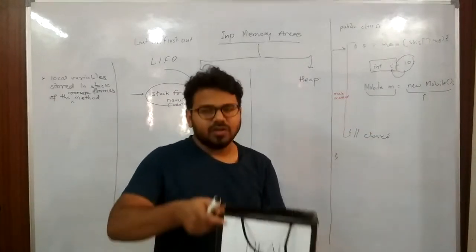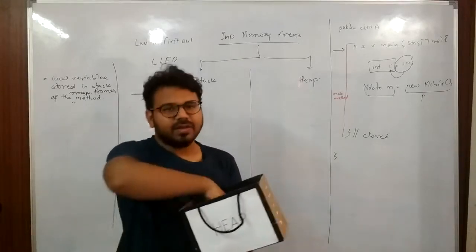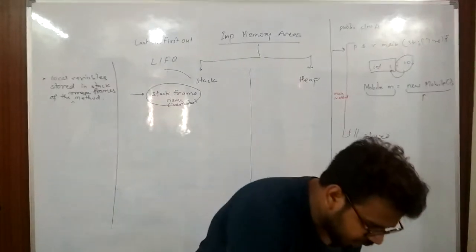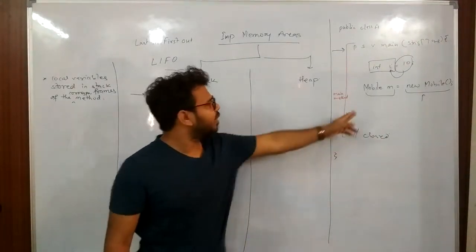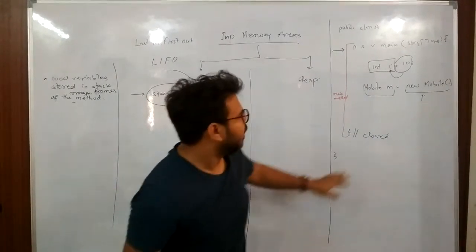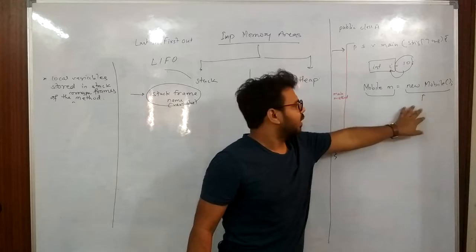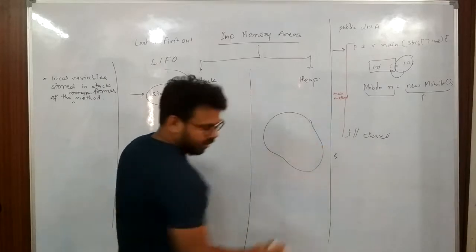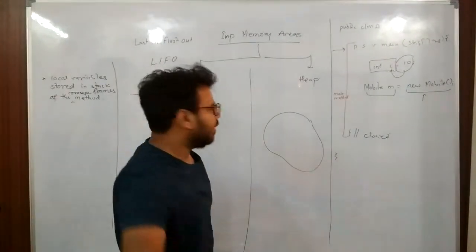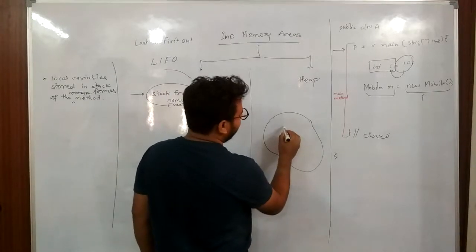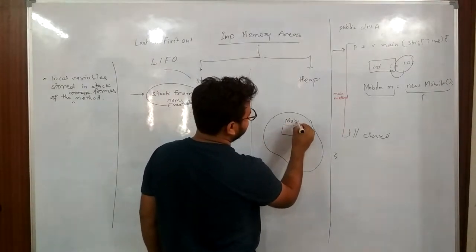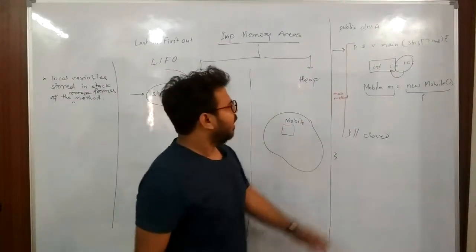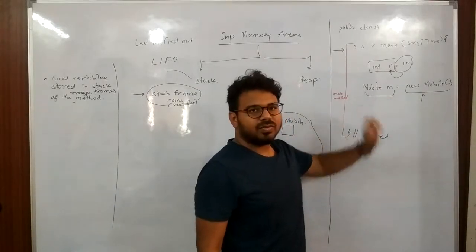So here you can see we have our heap area, and inside it, at this line new Mobile, a new mobile object is created, but it is not pointing to anywhere. We now learned that whenever we use the new keyword, a new object is always created in the heap area. So in the heap area we are going to have a new mobile object, and where will this reference m be created?